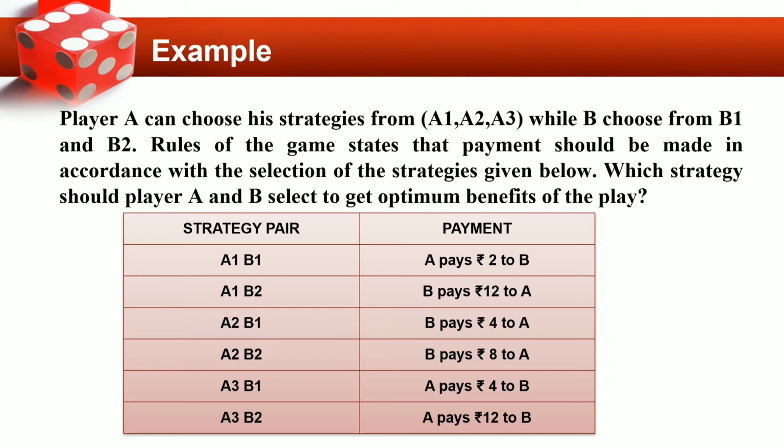Now let's understand what the question is. We have two players, that is A and B. Both have different strategies to play. A has three strategies, that is A1, A2 and A3, and B has two strategies, that is B1 and B2. Now the result depends upon the strategies they select. If player A selects A1 and player B selects B1, at that time A has to pay ₹2 to B. Similarly, if A selects A1 and B selects B2, B pays ₹12 to A. And so on and so forth.